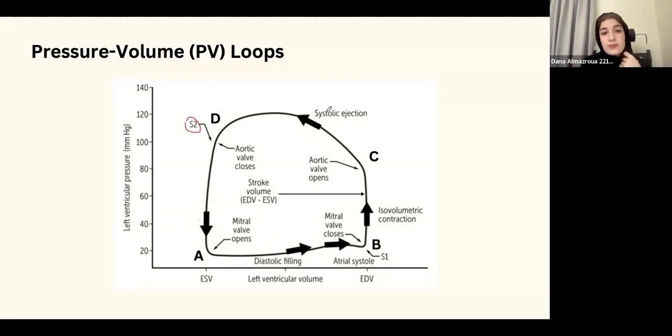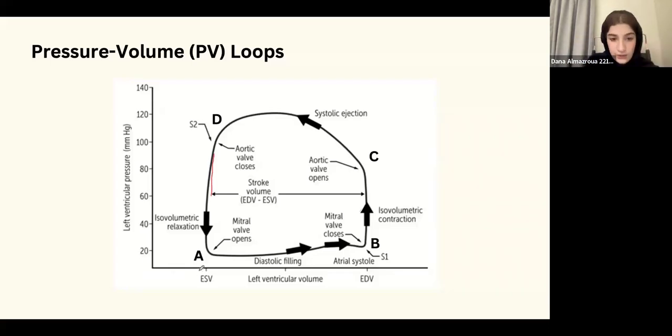Now, both valves are closed, so we're going to move to another period of isovolumetric, but this time, it's not contraction, it's going to be isovolumetric relaxation. And you're going to see the ventricular pressure begin to drop until the mitral valve opens, because the atrial pressure would exceed the ventricular pressure. And then it goes all over again.